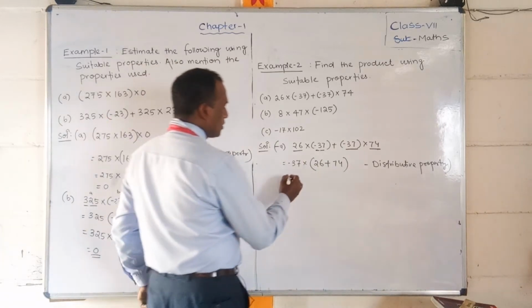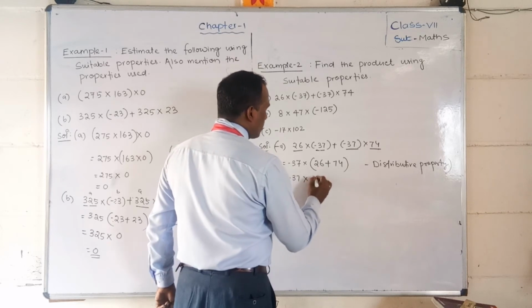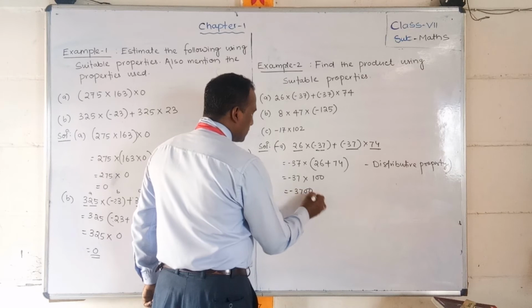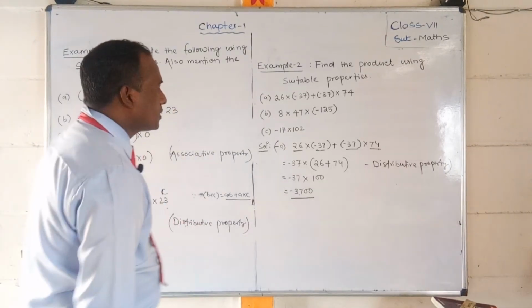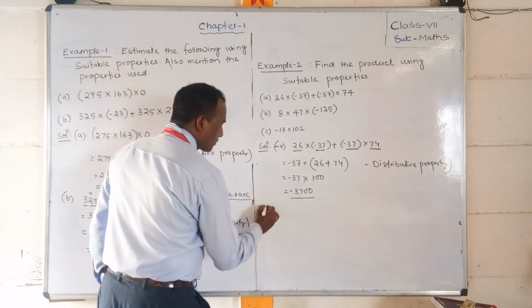तो अभी क्या हो सकता, -37 इंटू ये दोनों को ऐड करके तो 100 होगा. तो इज इक्वल टू इफ वी मल्टीप्लाई 3700 होगा आंसर, ठीक है. सेम लाइक स्टूडेंट्स वी कैन गो फॉर दैट बी.